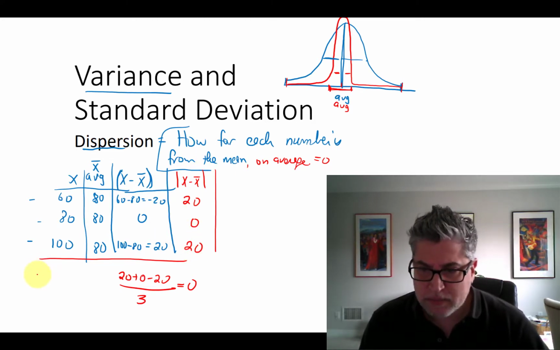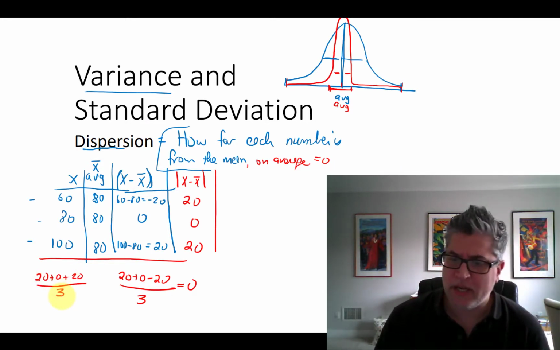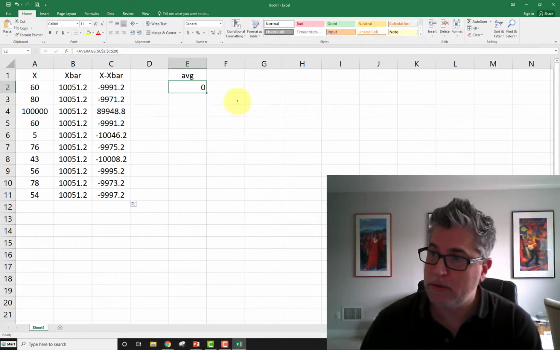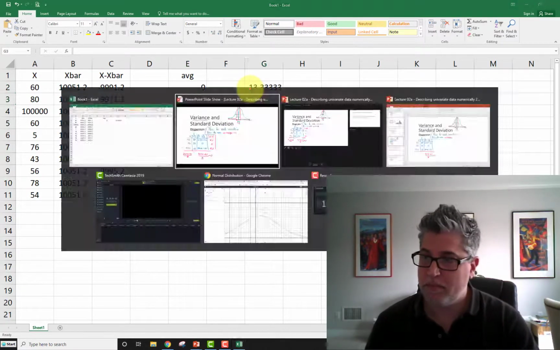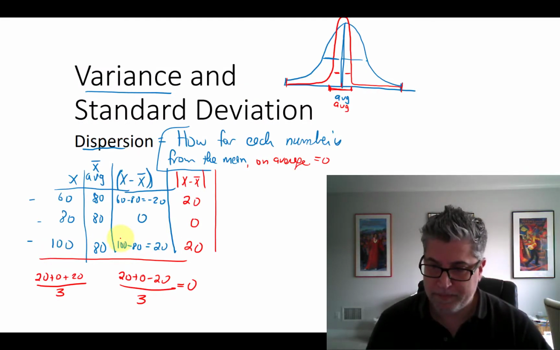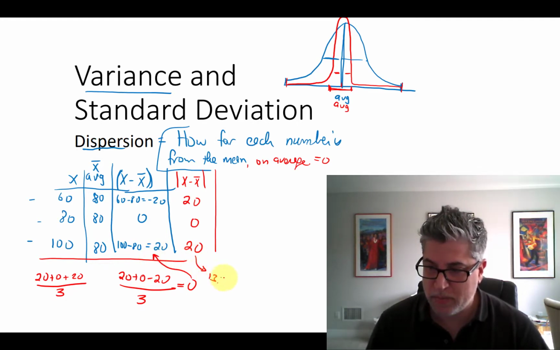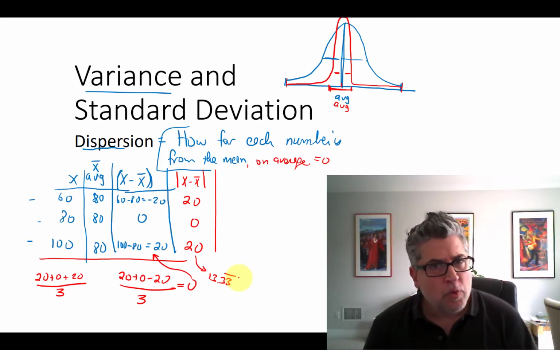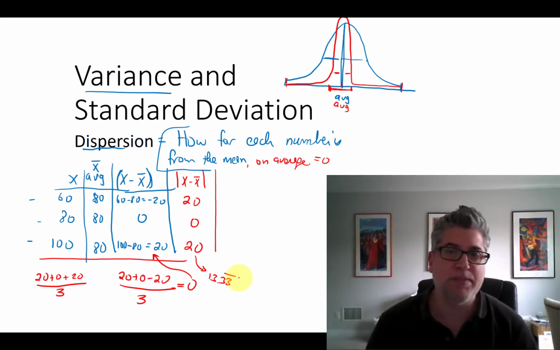The average of this is 20 plus 0 plus 20 divided by 3. What's that number? What's 40 divided by 3? I don't know. Let's do that real quick. 40 divided by 3, 13.33. Okay, so if this average was 0, this one was 13.3 repeating. We can use this. So it's still the average distance from the mean, just we make sure that it's a positive distance.